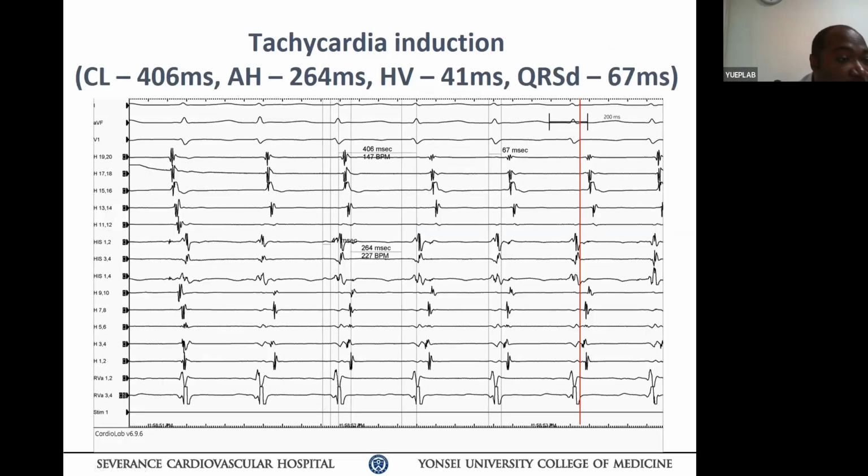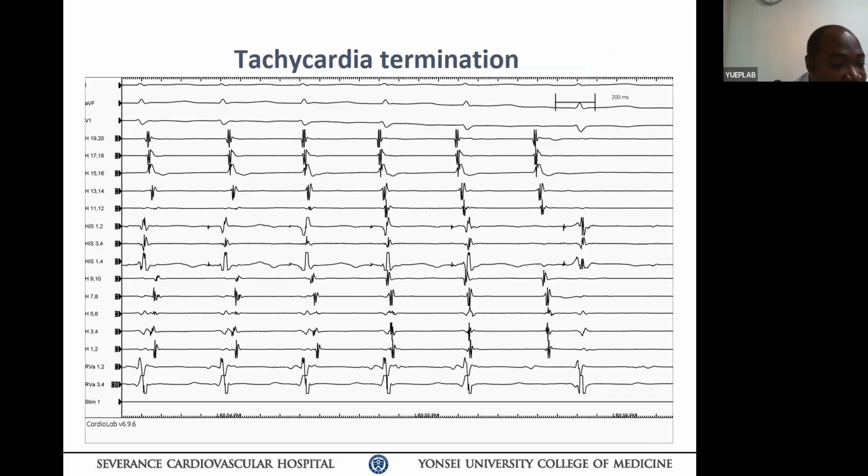So measuring the intervals, the cycle length was 406, AH interval of 264, HV of 41, and the QRS duration of 67. And in this tachycardia as well, the earliest A was around the CS4. And this is the termination of the tachycardia. So we see that we have the tachycardia beats, and then the activation sequence begins to change. Looking at the V to A relationship, we see over here the VA relationship, and then the A starts to precede the V, and then eventually the tachycardia terminates.